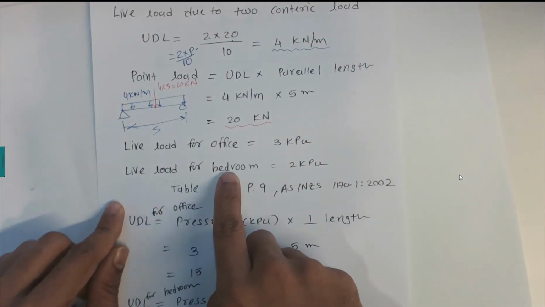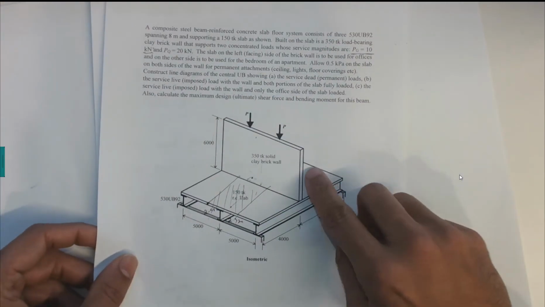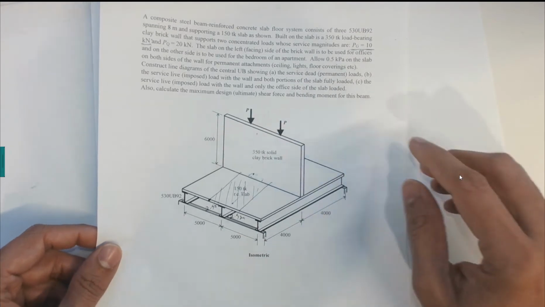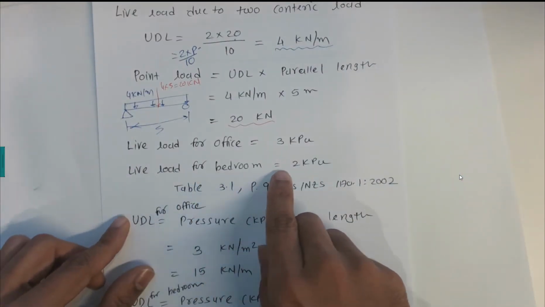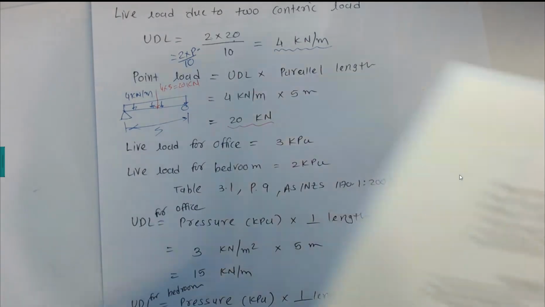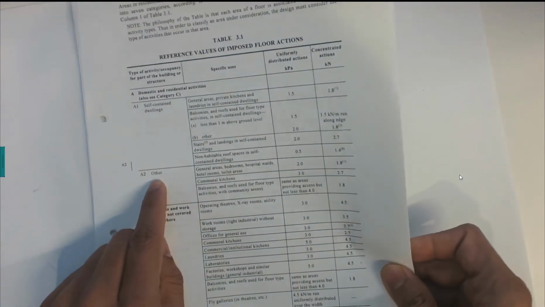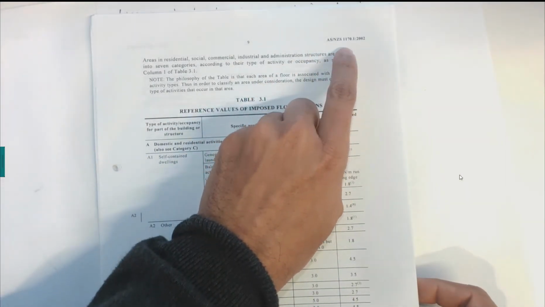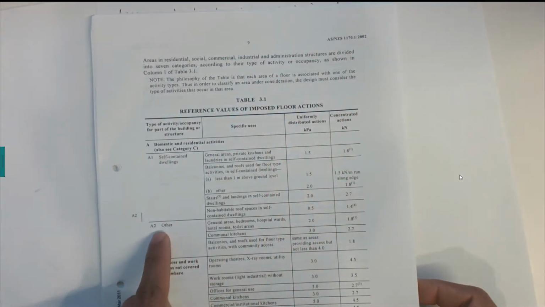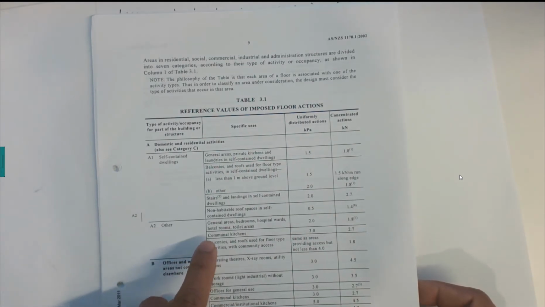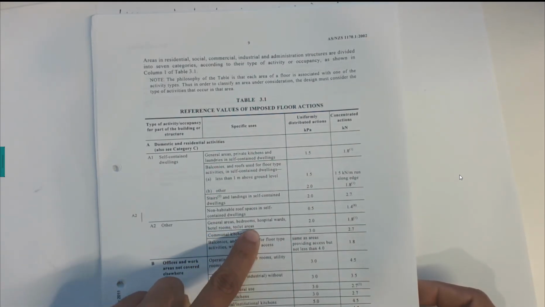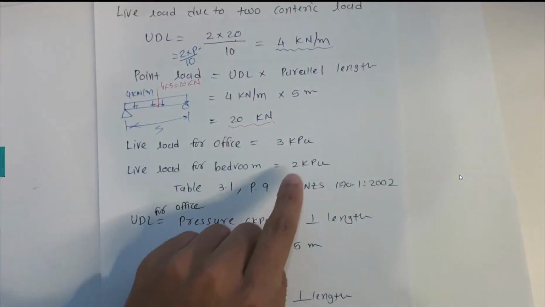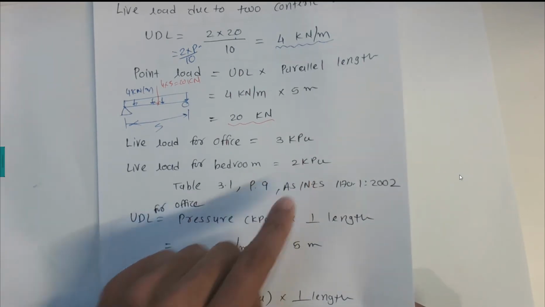Now the other section of the slab is used for bedroom. How much pressure is applied due to the live load activity of the bedroom? The bedroom is given in the same Australian standard, AS/NZS 1170.1 2002, page number 9, Table 3.1. In section A2 we have general areas and bedrooms. In that case we have 2 kilopascals, taken from Table 3.1.